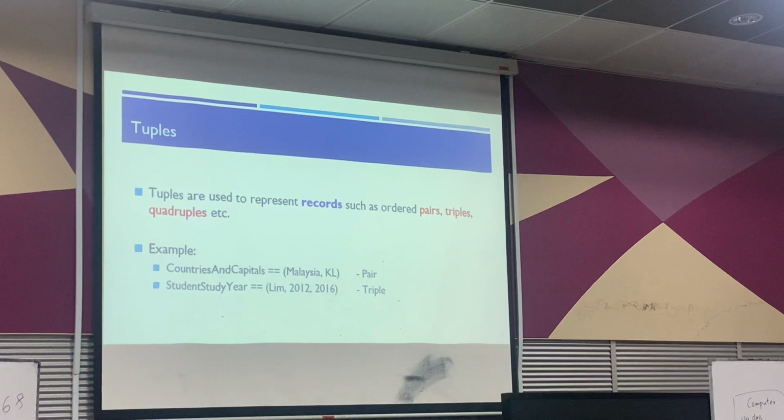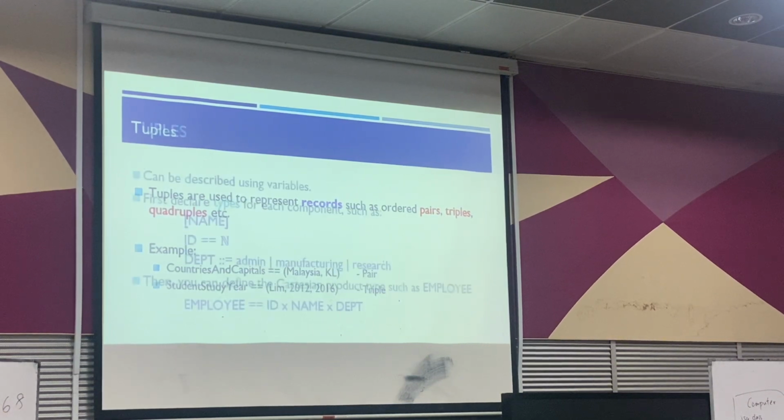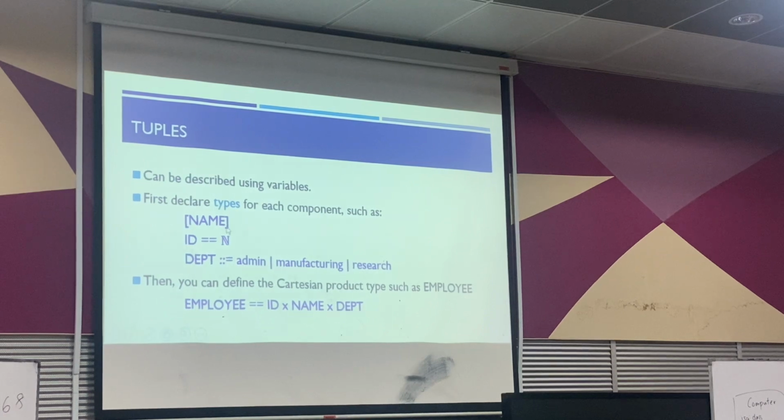Okay, not quadruple, not 5, 6, 7 and so on. We are not going to go for that. We are going to go for a pair only. Okay, so this is actually how you do with your Cartesian product.